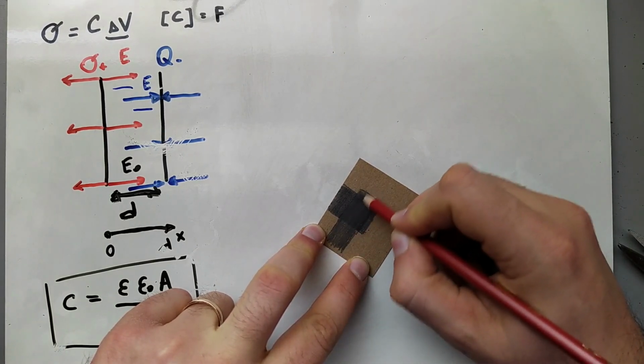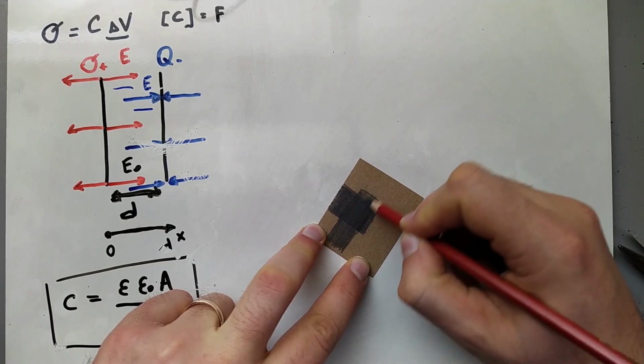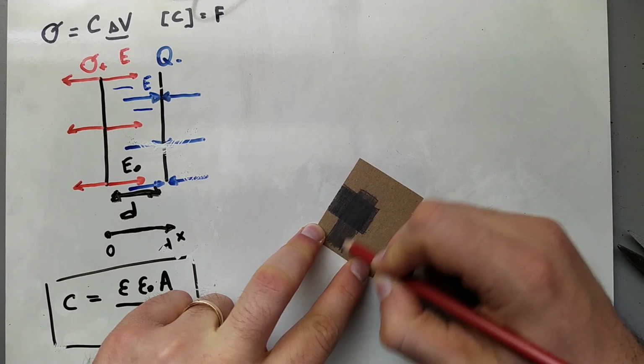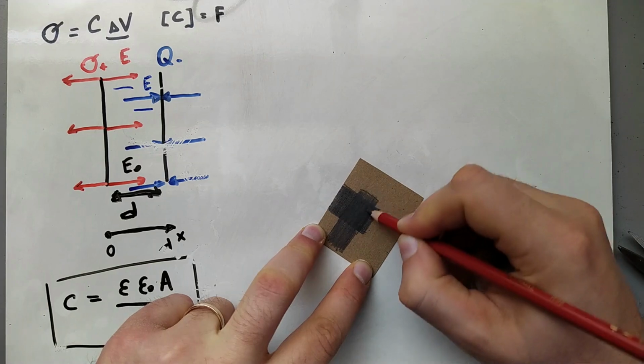I'm using a soft graphite pencil. It's easier to draw thicker, to deposit thicker graphite films, but any graphite pencil will work for this purpose.